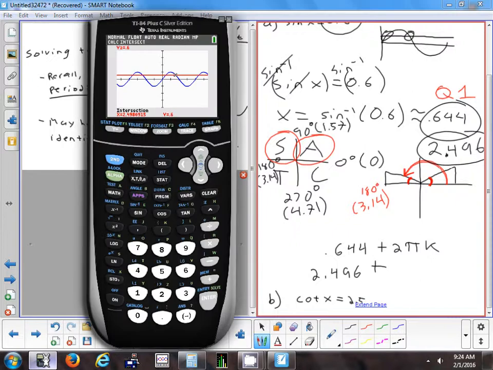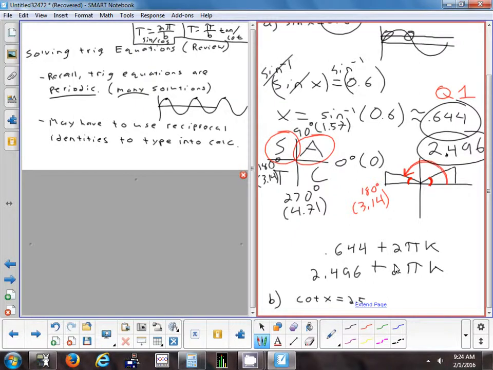Okay, and the second answer also keeps repeating forever. All right, so you just find both answers in one period, either algebraically or this next one we're just going to do graphically. And put plus 2 pi k.